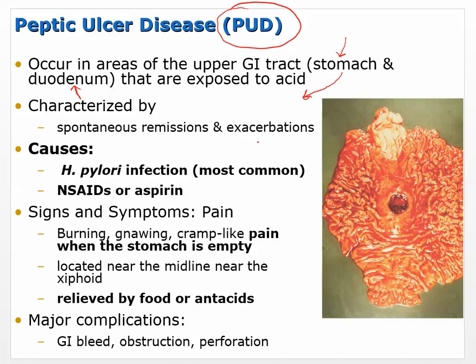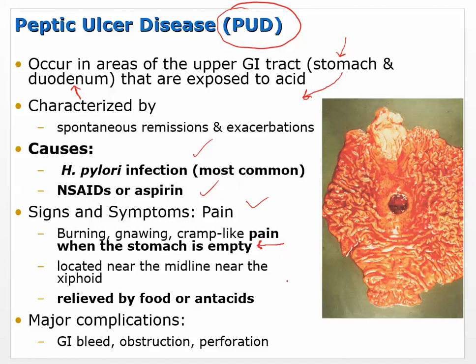So it's characterized by spontaneous remissions and exacerbations. Some people have flare-ups, their ulcers are flaring up. Causes: H. pylori, mostly, and NSAIDs, aspirin, we also mentioned that. Signs and symptoms: pain. Okay, so pain, burning, gnawing, cramp-like pain when the stomach is empty. When the stomach is empty and that acid isn't being diluted by anything, then the acid is going to get in there and dig around and cause pain. It's located near the midline, near the xiphoid area, and it's relieved by food or antacids.